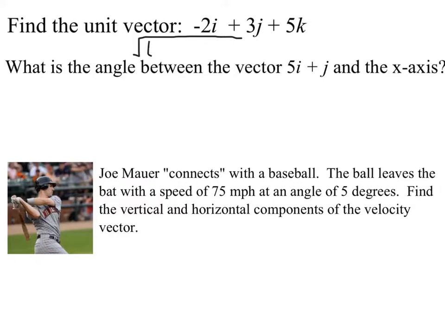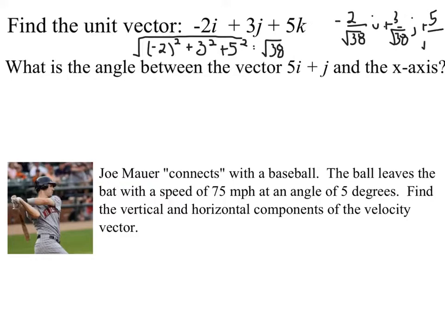We've got -2 squared, 3 squared, and 5 squared. So 4 plus 9 is 13, plus 25 is 38. So this is the square root of 38. This is a scalar that we modify our original vector by. So it's -2 over the square root of 38 i plus 3 over the square root of 38 j and plus 5 over the square root of 38 k, if I can fit that in.